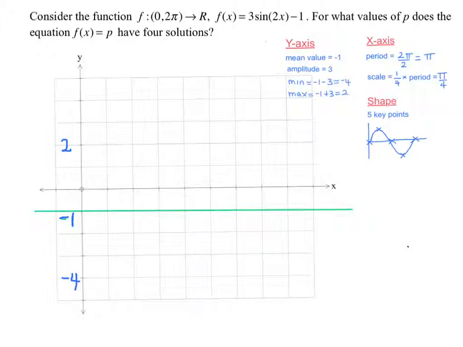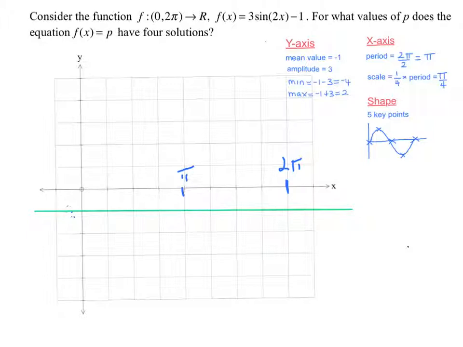Our domain finishes at 2 pi, so we need to make sure that it goes all the way to 2 pi. One cycle is at pi and the scale is pi over 4, so we go to the 8th notch there. So that's at 2 pi. And halfway will be at pi, right there. And then we can start to sketch our 5 key points.